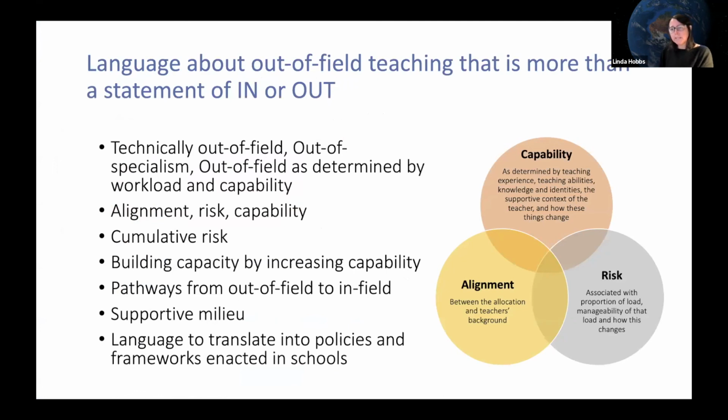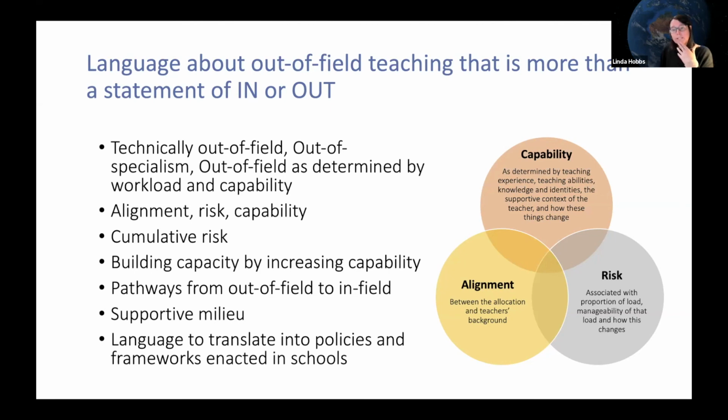So what are our takeaways from this complex approach to defining out of field? We need a language about out of field that is more than a statement of whether the teacher is in or out. So this introduces the language of alignment, capability, which is not fixed but can change over time, and risk and the reality of cumulative risk. And we should think of this risk in terms of current and ongoing load. So what happens longitudinally for a teacher? We have different labels that can serve different purposes.